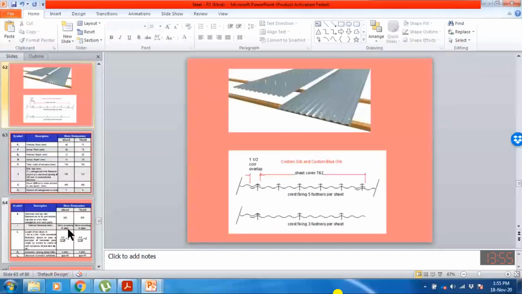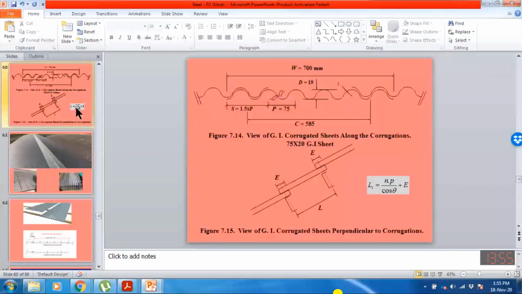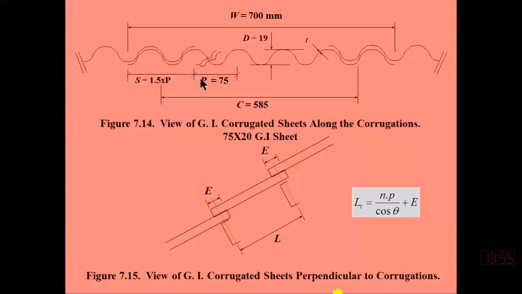So cover is the distance from the center of this side lap to the center of the other side lap. We are assuming that this is the total effective width covered by one sheet, just to cover the width, which is equal to 585. The total width of the sheet we are using is 700 millimeter.